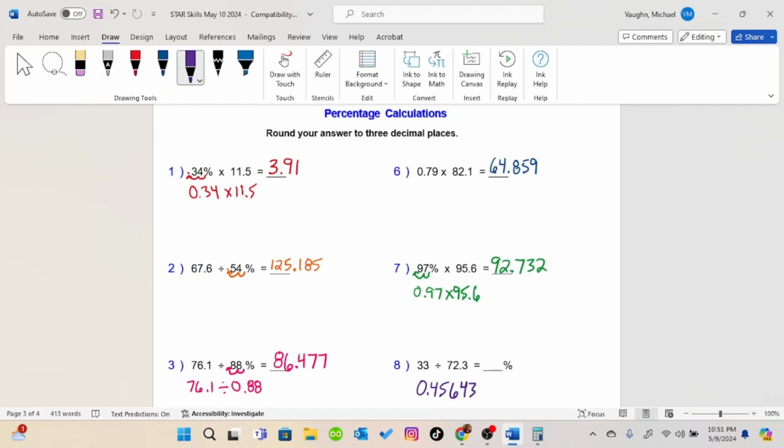But if I want to do it as a percentage, now I need to move the decimal point to the right 2 spots, and the answer is 45.643%. So if we're going from a percentage to a decimal, we move the decimal 2 spots to the left. But if we're going from a decimal to a percent, we move the decimal 2 spots to the right.